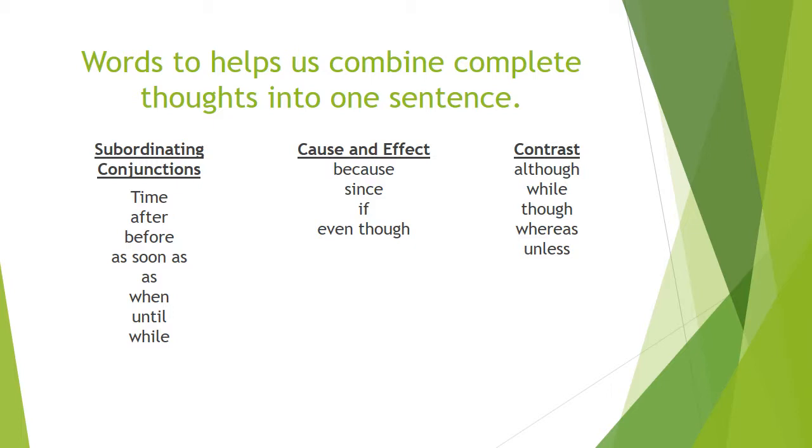When you're looking to identify complex sentences, you want to look for words that are going to help us combine complete thoughts into one sentence. For example, subordinating conjunctions. These could be time words, like after, before, until, or cause and effect words, because, since, even though, or contrasting words, although, while, unless. These words will help us combine thoughts into one sentence.